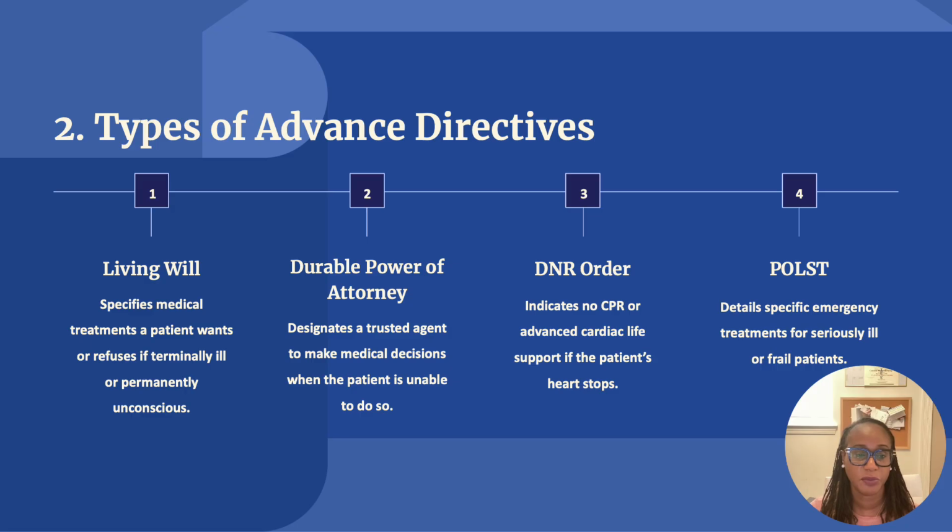Then the durable power of attorney designates a trusted agent to make medical decisions when the patient is unable to do so. Like a healthcare proxy, for example, they designate a trusted person, an agent, to make the medical decisions if the patient is not able to. And then DNR, or do not resuscitate order, specifies that no CPR or advanced cardiac life support should be given if the person's heart stops.